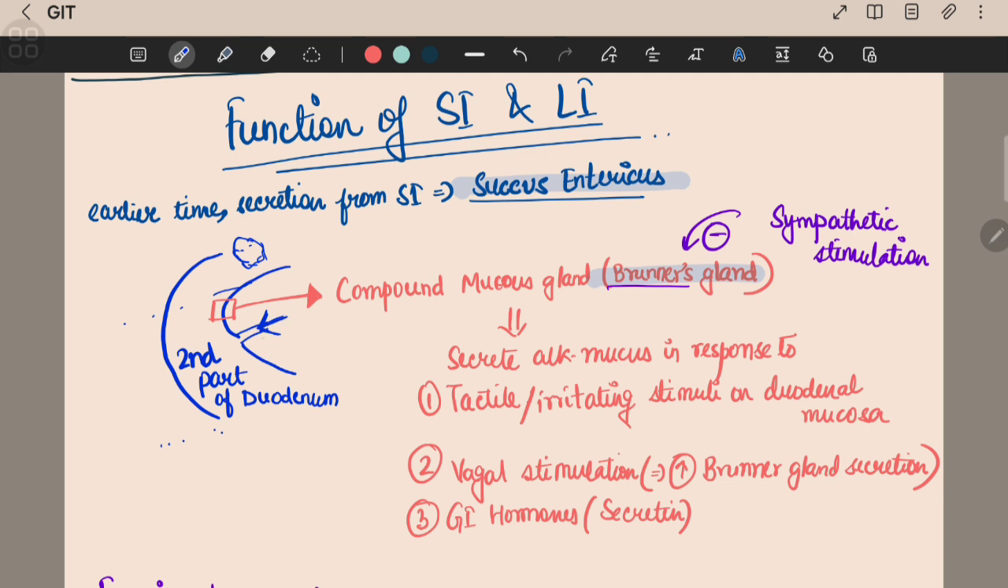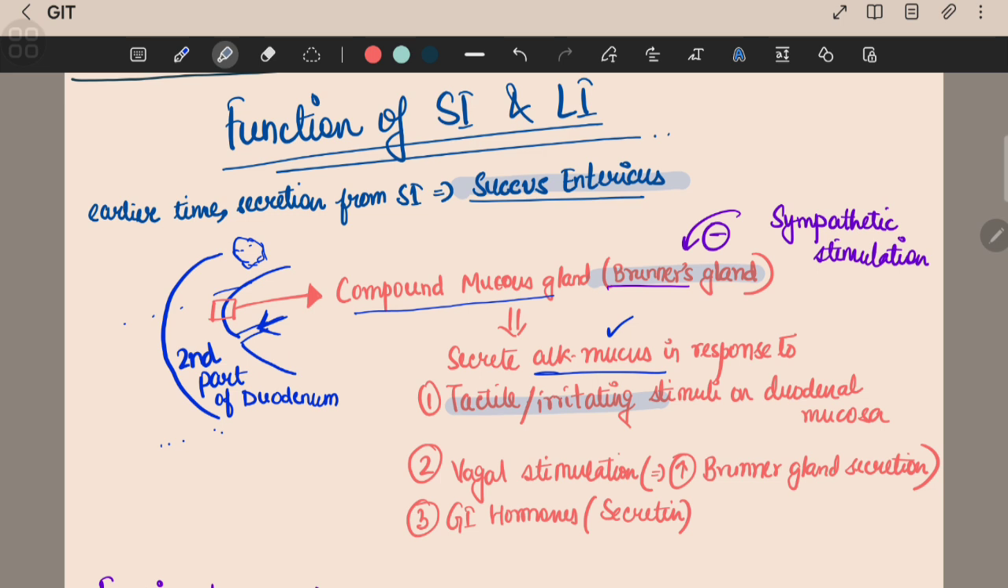Okay, so at this level, if you take the microscopic structure, then you will find the presence of compound mucous glands. These are called the Brunner's glands, and since they are mucous glands, they are producing mainly mucus. Alkaline mucus is produced in response to certain stimuli. One can be the tactile irritating stimuli that can be caused in the GI mucosa.